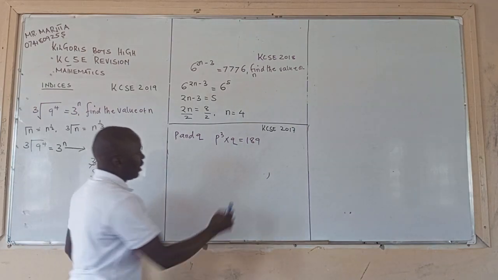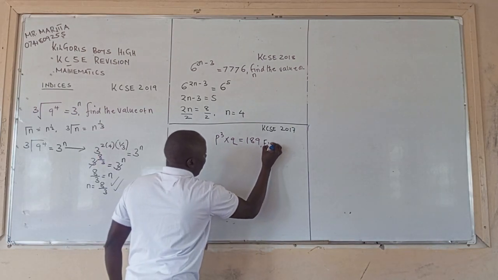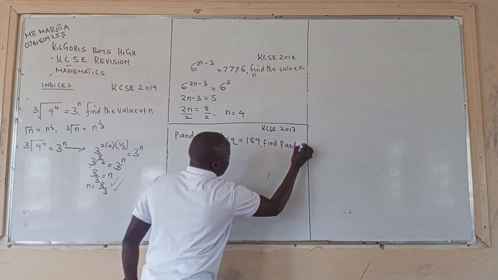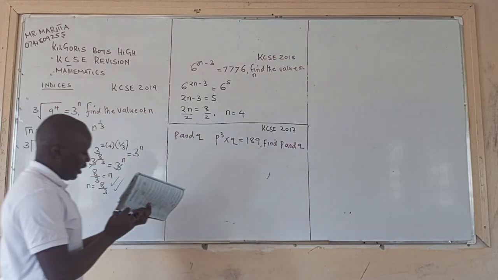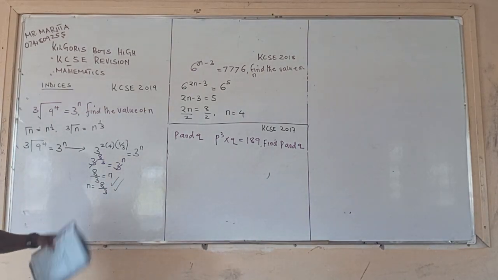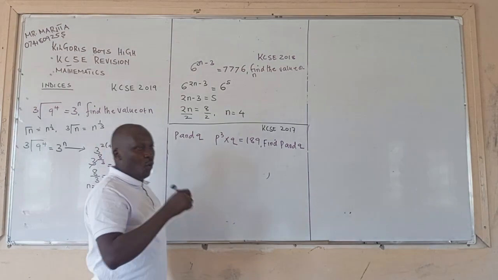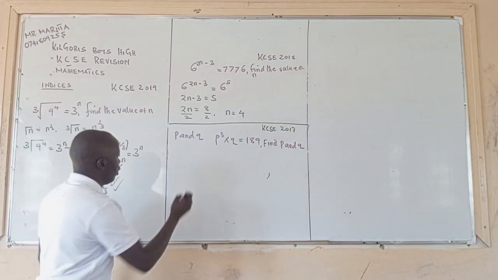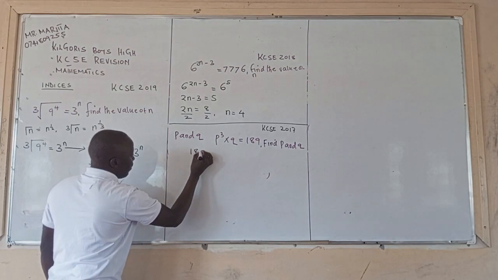We have been told to find P and Q. This was the easiest question. First of all, you express 189 in prime factors.